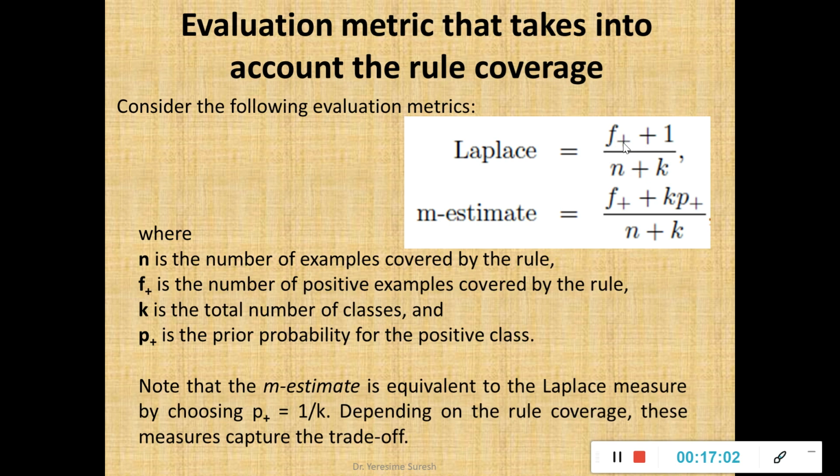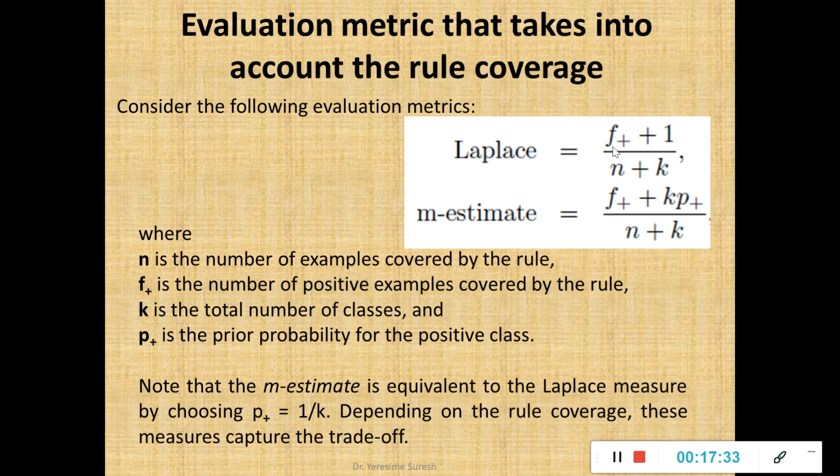Always remember, f plus subscript denotes the support count. Here n is the number of examples covered by the rule. If you go back to the previous example that we discussed, the value of n for the training set will be 160, because 60 positive, 100 negative, 160. For rule R1 it will be 55, for rule R2 it will be 2. So n is the number of examples covered by the rule, irrespective of whether it is a positive example or negative example. But what is f plus? F plus is the number of positive examples covered by the rule.